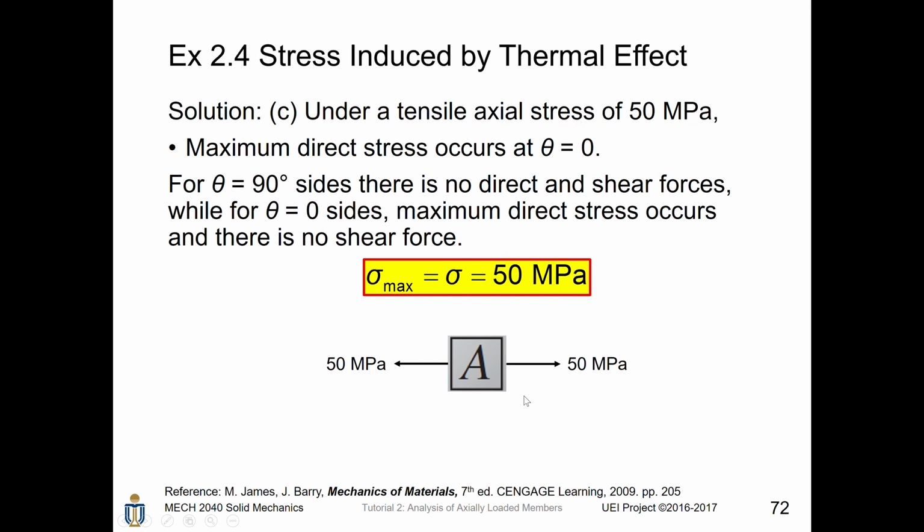Therefore, since we know that the maximum direct stress occurs at theta equals 0, and when theta equals 90 degrees, there is no direct and shear stress. Therefore, the stresses on element A are sketched like this. For the 0 degree surfaces, there is maximum tensile stress, 15 million Pascal, acting on it. While for the horizontal surfaces, there is no tensile and no shear stress acting on it.